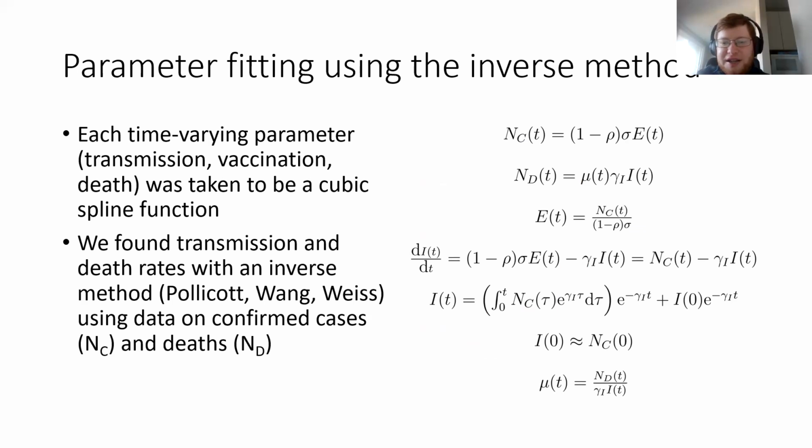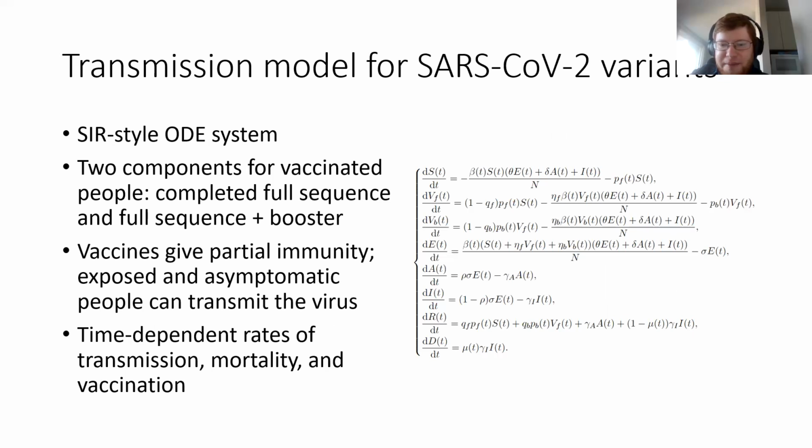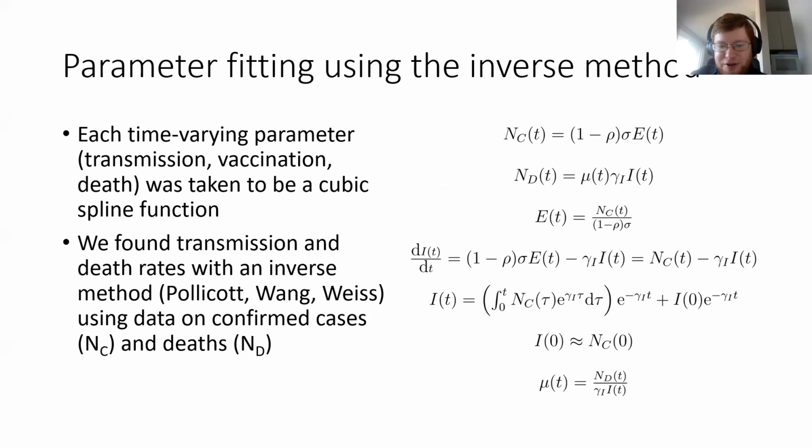But one of the fun things we did here, in order to fit some of these parameters, is that a lot of these parameters may be time dependent. For instance, beta, denoted here as beta of t, is the rate of infection. That varies over time, because there may be lockdowns in place, or people adhering more or less to social distancing or various other things. The transmission rate varies over time, and so do a lot of other things. So transmission, vaccination, and death, we took to be cubic spline functions.